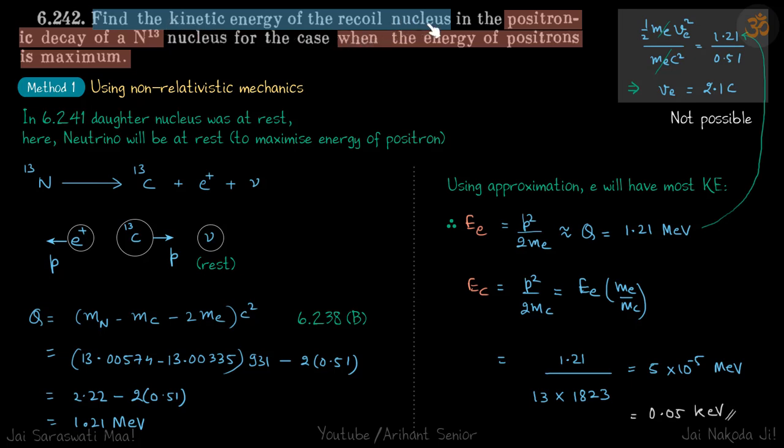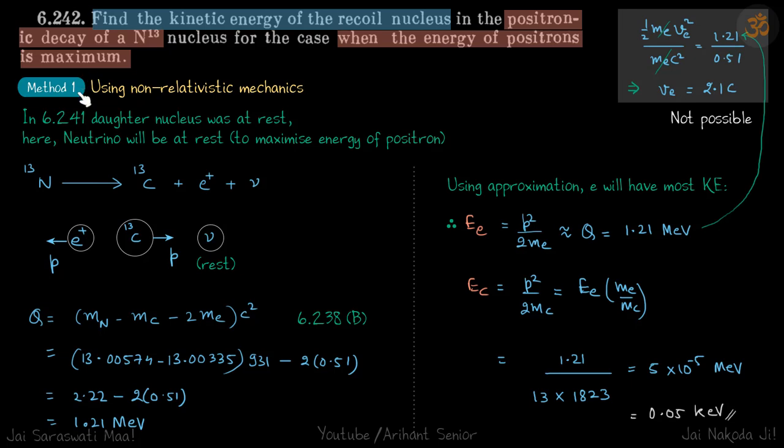Find the kinetic energy of the recoil nucleus in the positronic decay of N13 when the energy of positrons is maximum. So I hope you have done problem 6.241 because we are going to use some of the concepts from there when we are going to solve this with relativistic mechanics.